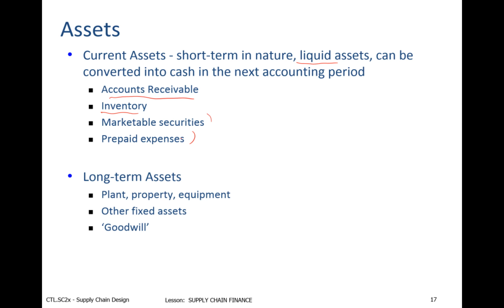We also see long-term assets, which include plant, property, and equipment. Sometimes you'll see that referred to as PP&E. We'll also see some other fixed assets, and then we were talking about this earlier, goodwill. This is again the amount over and above the book value of that which was paid for an asset.